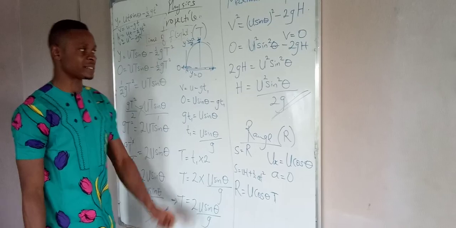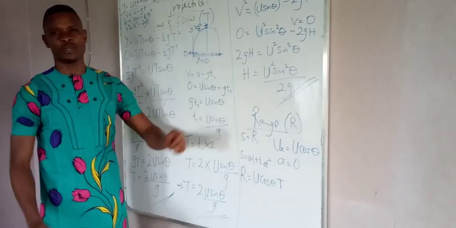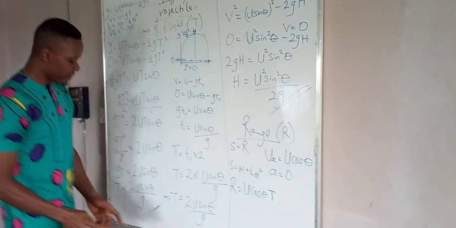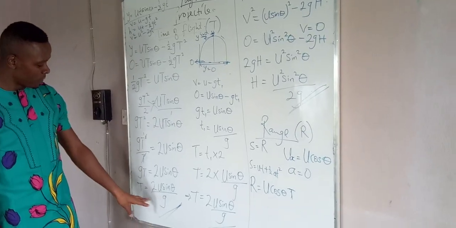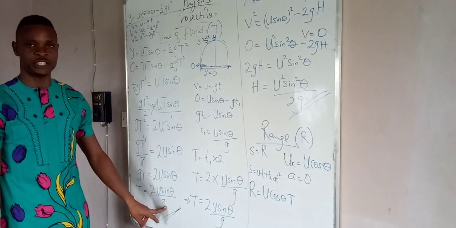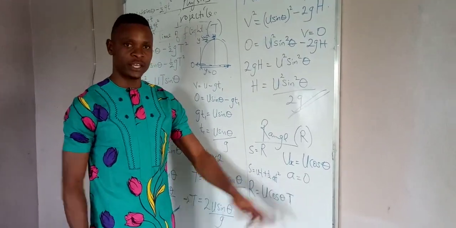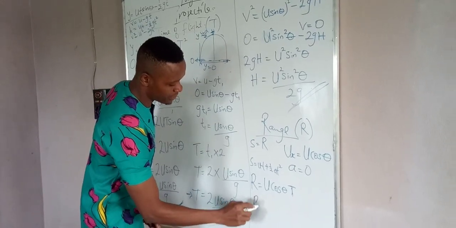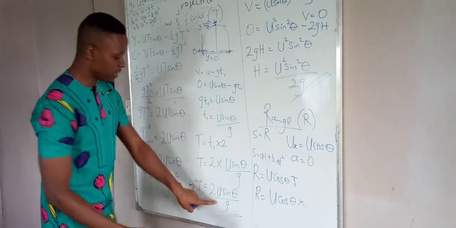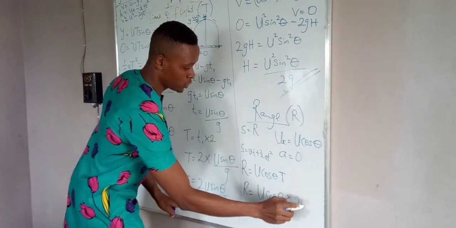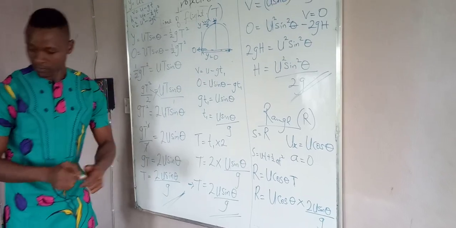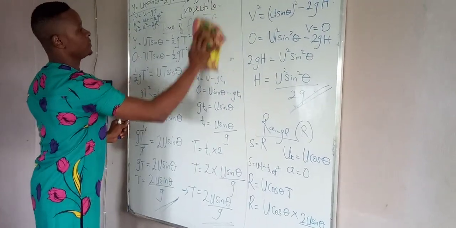Remember that the T here is the time taken to move from here to here. So it is the total time of flight. But already we've determined a formula for total time, and that is 2U sine theta over G. So we are going to substitute that into this equation. So our R now becomes U cos theta times, let's put in this value now for T, 2u sine theta over g. Okay? We'll now evaluate.